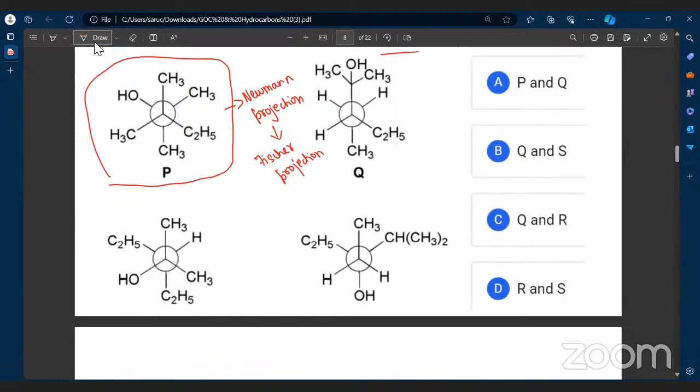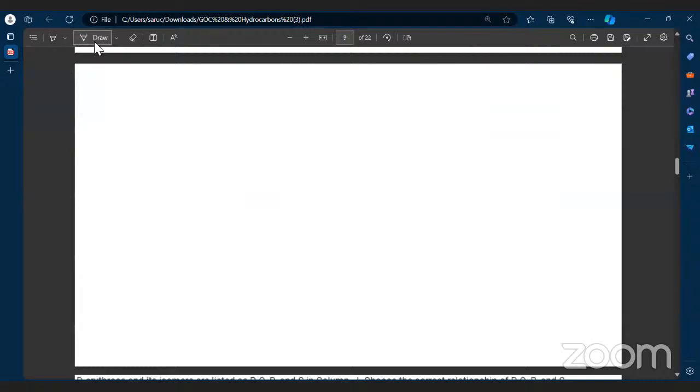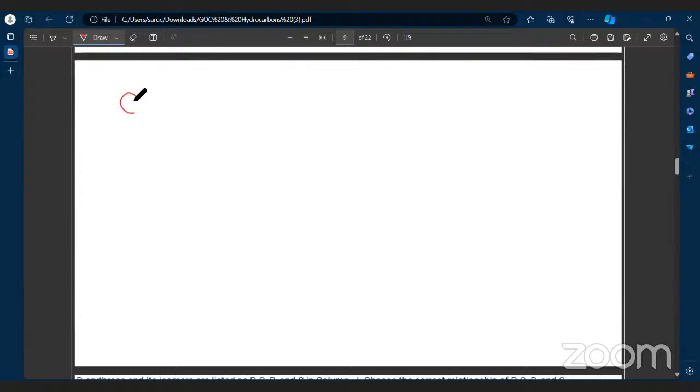Okay, so what is the first one given? The first given is, I'll write it again. CH3, C2H5, CH3, OH, CH3. This is what you have. So this is your first one. Now we want to convert it into the Fischer projection, or you can just write the name first. Then we can write the Fischer projection.